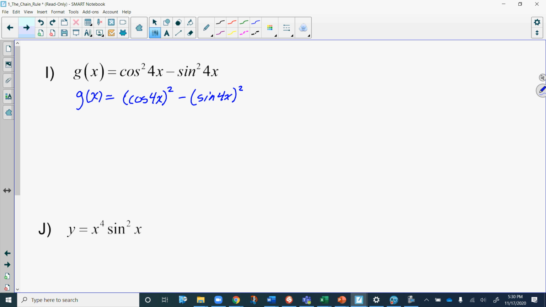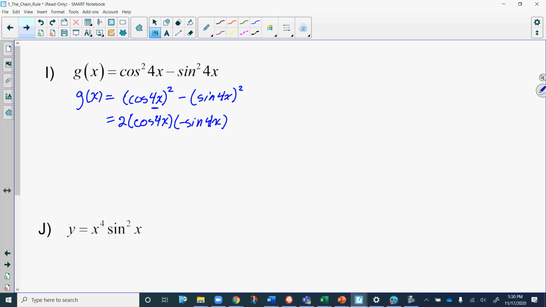Now, again, I'm going to attempt to avoid switching colors here. So the derivative of the whole thing is just going to be 2 times cosine of 4x to the 1st power. And the derivative of the initial inside part, cosine of 4x, would be negative sine of 4x. But we also have the 4x that's going to be considered an inside part.